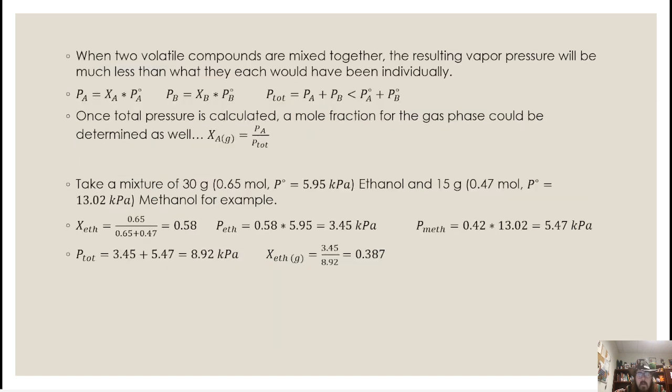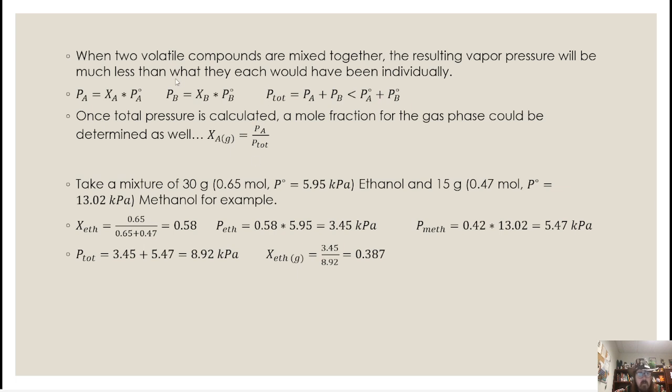In fact, I may not ask you to go through this, but the idea is that when we mix two volatile compounds together, the resulting vapor pressure will always be less than the sum of their individual parts. So if we had a vapor pressure of 30 torr and a vapor pressure of 20 torr, if you mix them together, they're going to be like a vapor pressure of 22 torr, something like that. You would expect a total vapor pressure of close to 50, but in fact it's lower than what you would expect.